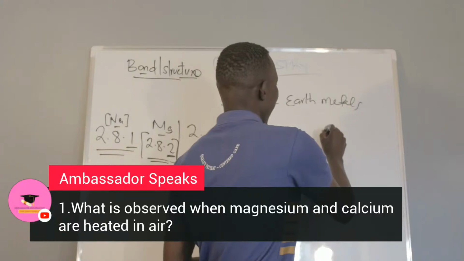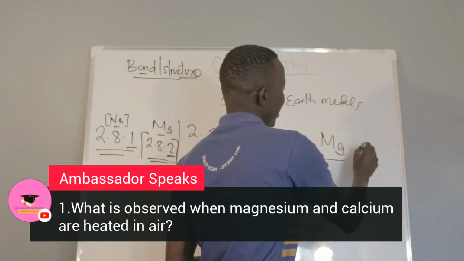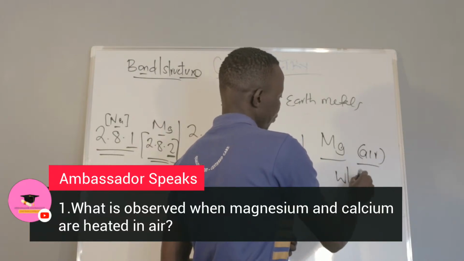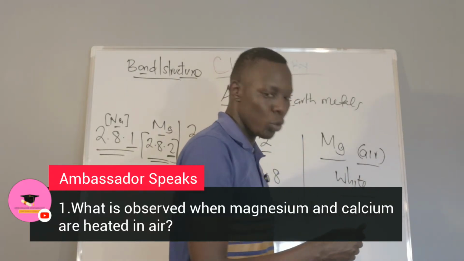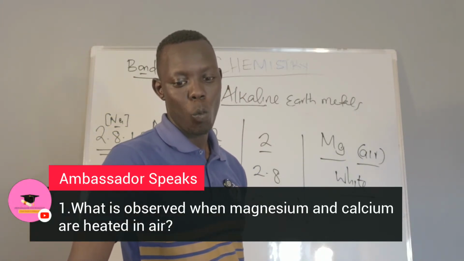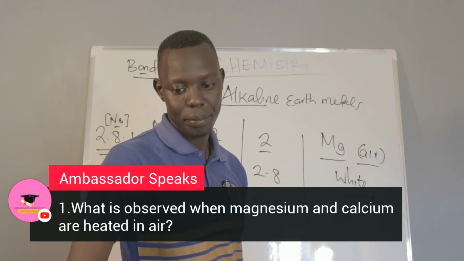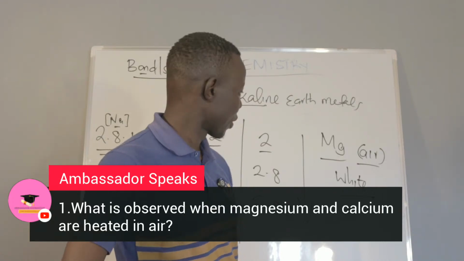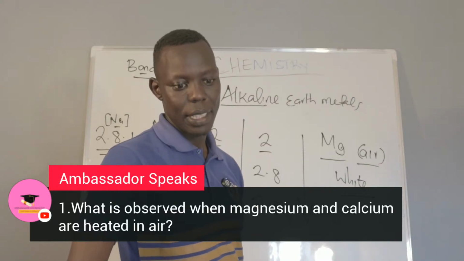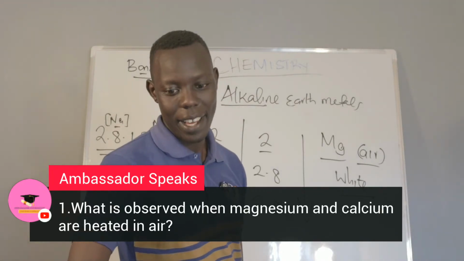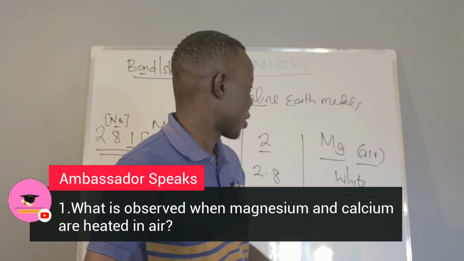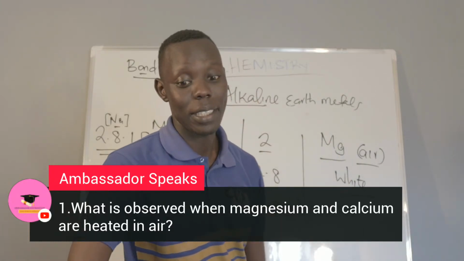Magnesium, when it is burned in air, there are 2 products which are white in color. What are the 2 products, Beverly? What are the 2 products formed when magnesium burns in air? Someone remind me before the lesson ends, in case you don't answer, to mention the 2 products formed when magnesium burns in air.